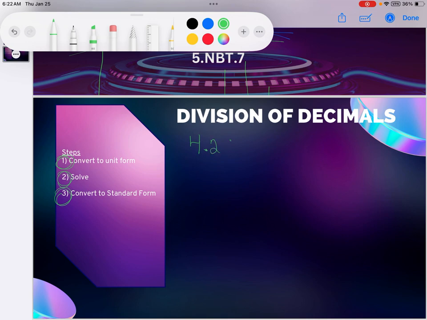4 and 2/10 divided by 6. I'm going to convert that into unit form. So my smallest unit is in the tenths place. So I'm going to say 42 tenths divided by 6 ones. And we know anything divided by ones is itself. So my answer is going to be in the tenths. So 42 divided by 6, that's 7 tenths. And then I want to convert it back into standard form. So 7 tenths. All right, let's look at another one.